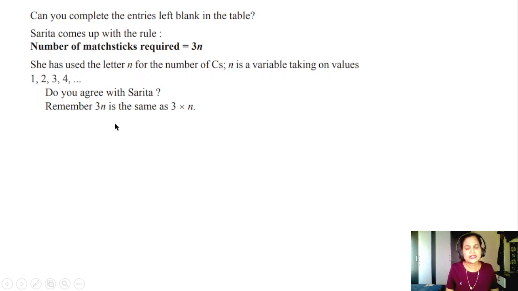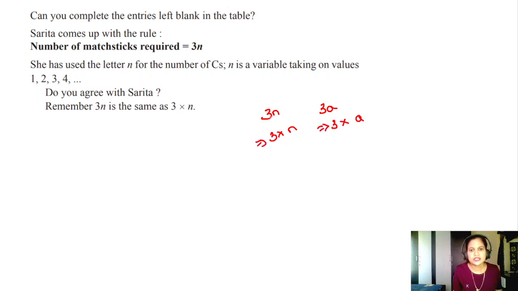Remember, 3n is the same as 3 into n. In algebra, if you write 3n or 3a, it is equivalent. The multiplication sign will be there in between them. Both are the same. 3n is the same as 3 into n. 3a is the same as 3 into a. This you should remember.